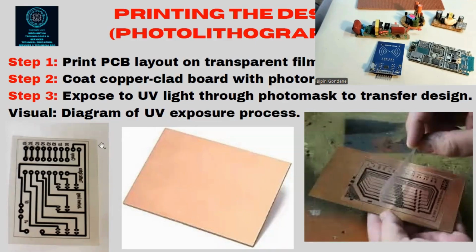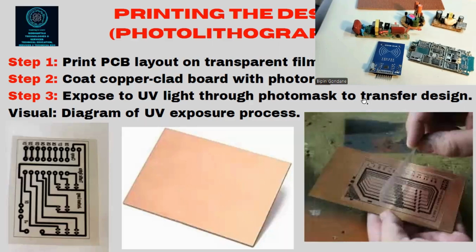So then we'll come to the next process. Step by step: first print the PCB layout on transparent film, coat the copper clad board with photoresist, then expose UV light through the photo mask to transfer the design. Photolite or other techniques are also used, and it depends, but the process will be the same. Okay, now we go to the next one.